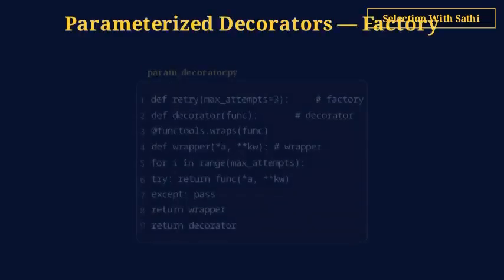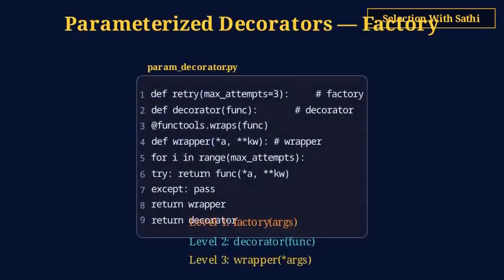Parameterized decorators use a factory pattern with 3 levels of nesting. When you write @decorator with arguments, Python first calls the factory, which returns the actual decorator, which then wraps the function. So you have: factory takes args, returns decorator; decorator takes func, returns wrapper; wrapper handles the call. The factory captures its arguments in a closure.